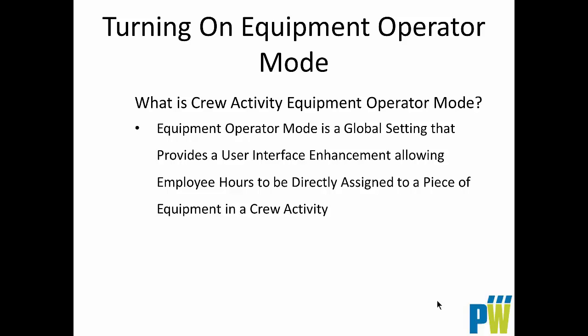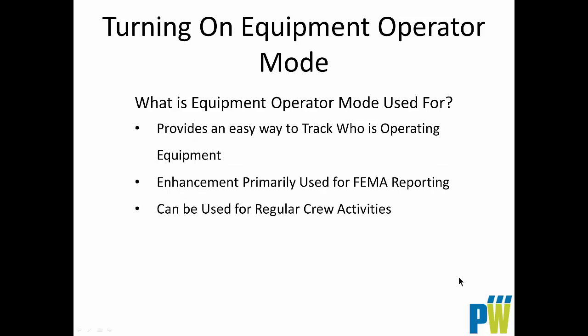So what is Crew Activity Equipment Operator Mode? The Equipment Operator Mode is a global setting that provides a user interface enhancement, allowing employee hours to be directly assigned to a piece of equipment in a crew activity. What is Equipment Operator Mode used for? Well, this provides an easy way to track who is operating what equipment. This enhancement, again, was primarily used for FEMA reporting, but it can be used for regular crew activities. So basically, it's a way to track what employee is operating what particular piece of equipment when they're on site working.